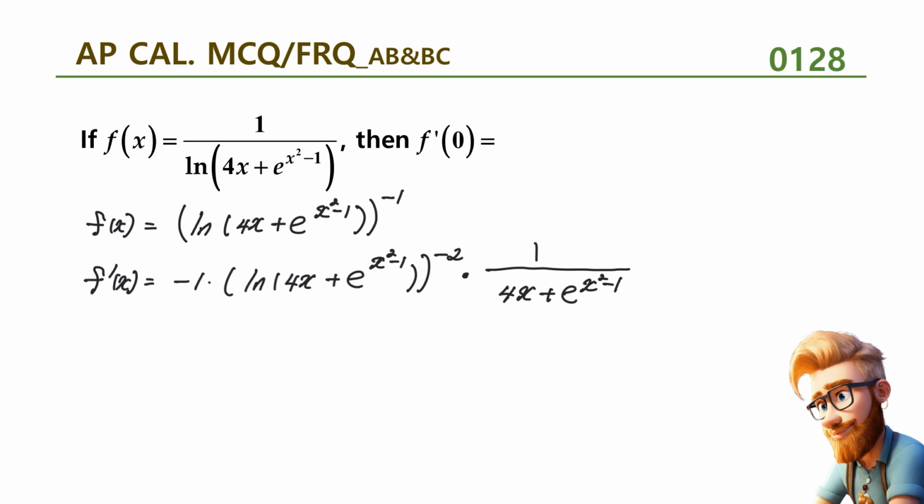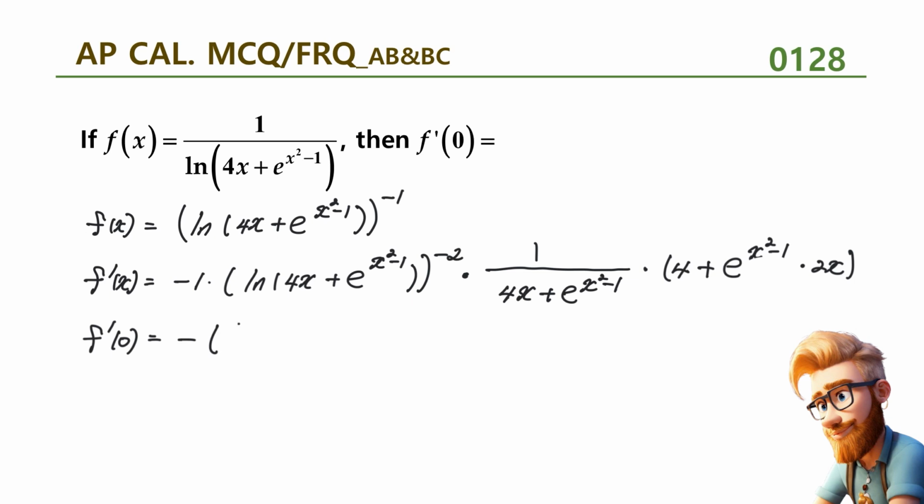That's chain rule. So times the derivative of 4x, that's a 4, and the derivative of exponential e to the x squared minus 1 is, we have to rewrite it and multiply by this expression, 2x. So let's erase this. We have this derivative. That's quite long. Okay, we have to find f prime 0, so we're going to substitute 0 for x.